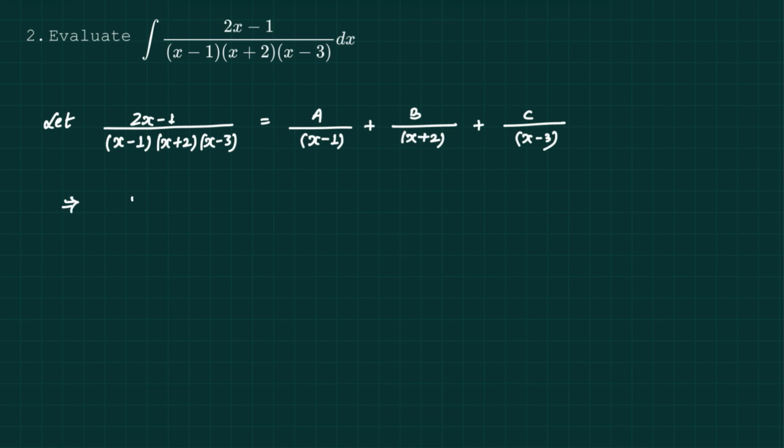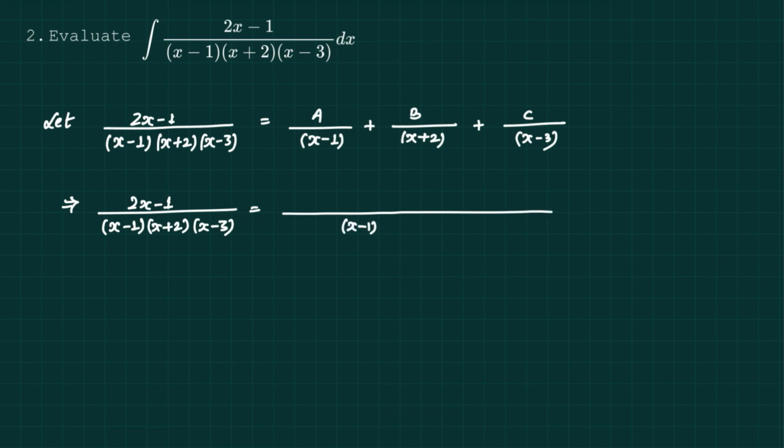So this implies, taking the LCM here, we will have (x minus 1) into (x plus 2) into (x minus 3), and on numerator, since there is x minus 1 here and the LCM is this much, we have to multiply this a with (x plus 2) into (x minus 3), plus b into (x minus 1) into (x minus 3) plus c into (x minus 1) into (x plus 2).